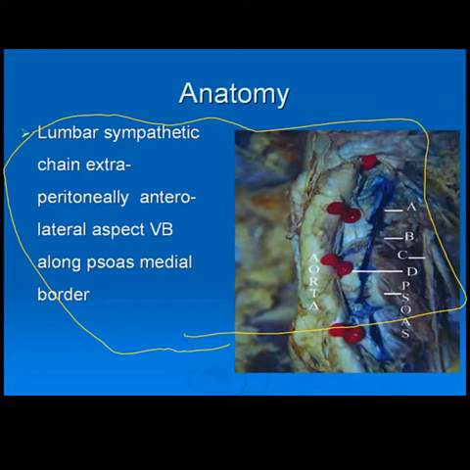So let's start by talking about the anatomy of the lumbar sympathetic block. Well, the lumbar sympathetic chain is extraperitoneal, and it's running on the anterolateral aspect of the vertebral body of the lumbar vertebra. And they are running along the medial border of the psoas muscle.